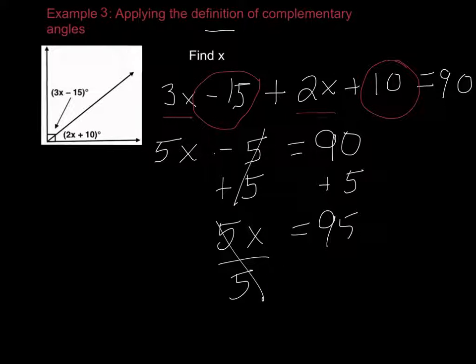And 95 divided by 5, I could really think of that. I know 100 divided by 5 is 20, so 95 is 1 less 5 than 20. So x is equal to 19. You're, of course, welcome to use a calculator as well.